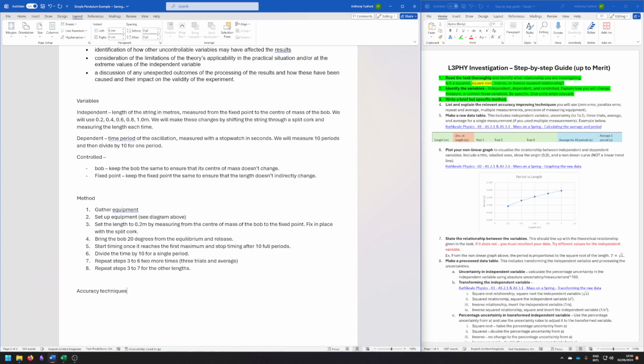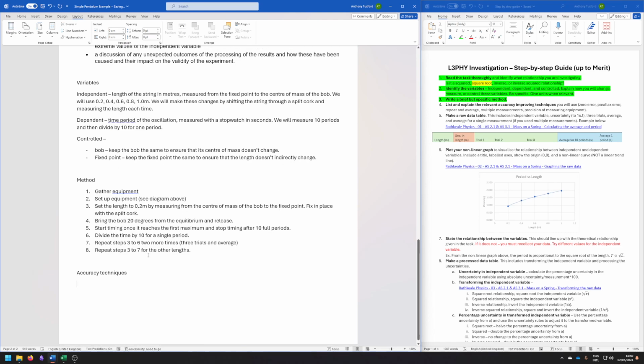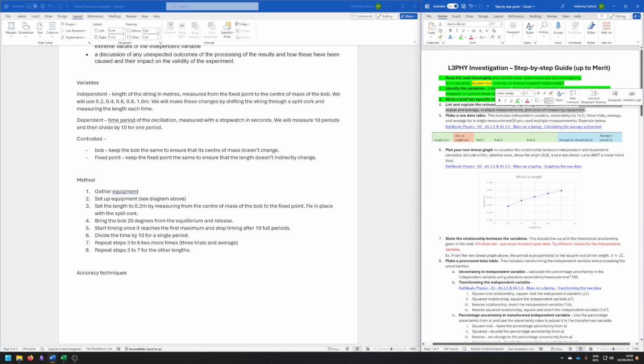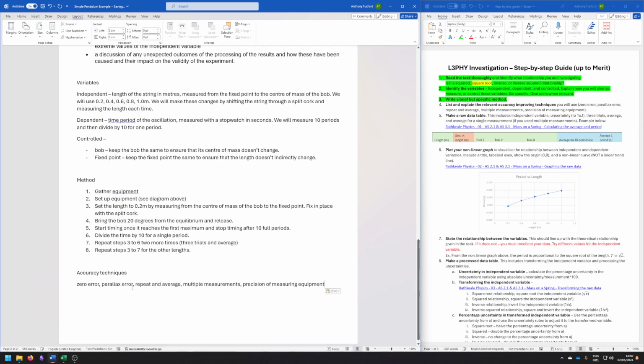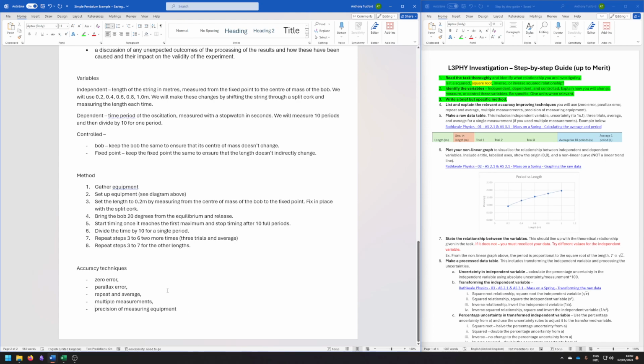Accuracy techniques. So we've already touched on a few in how we've described the variables, controlled variables, and method, but let's just make it specific. So the techniques you should be considering, so bullet point that. These 5, right? There are more. You don't need all 5, but just what are the significant ones.